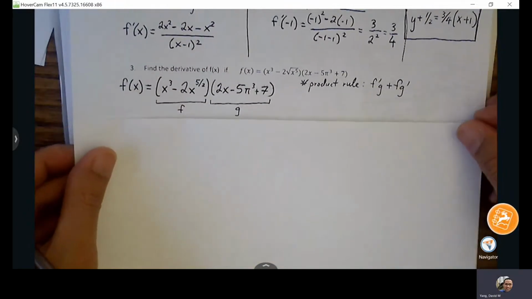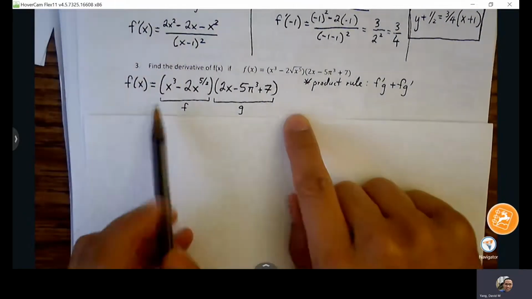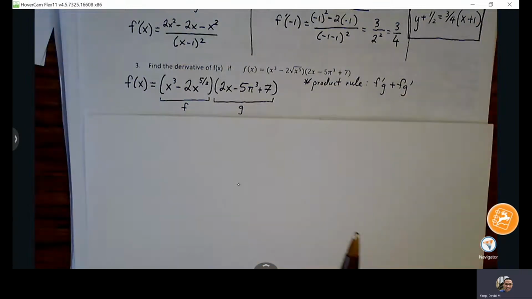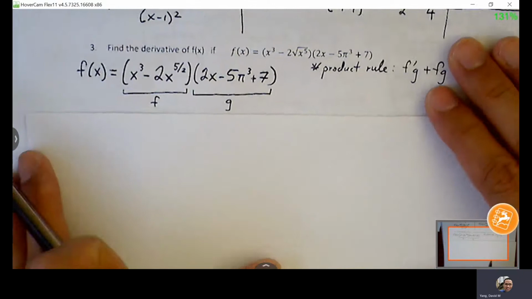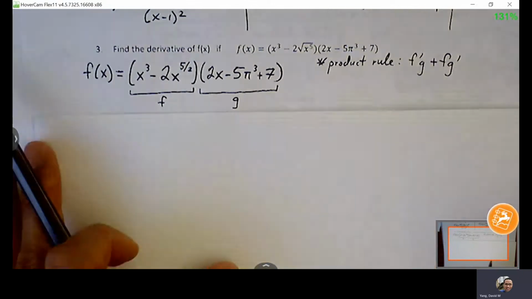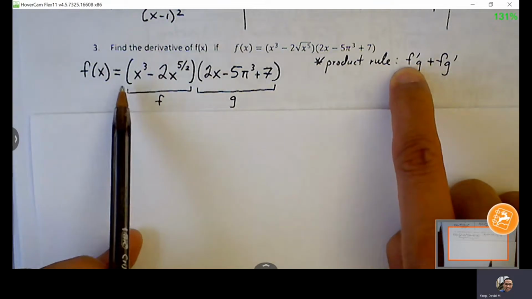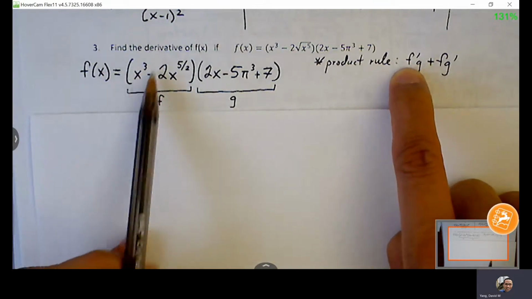So I will assign my first set of parentheses as the f expression. I'll assign the second set of parentheses as the g expression. And I'm just going to go through product rule here. So f prime times g plus f g prime. So f prime, I'm going to go through a power rule for each of the terms.